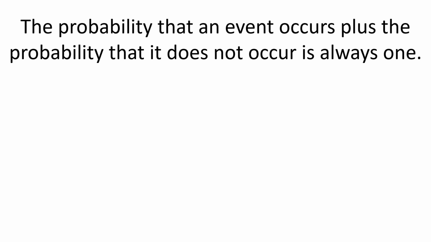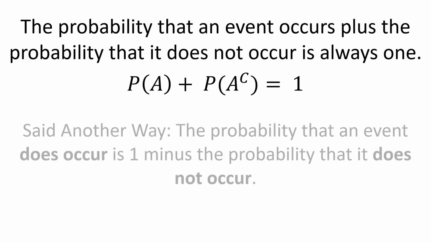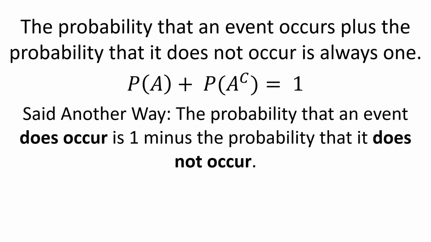Okay, next, the probability that an event occurs plus the probability that it does not occur is always 1. This is another way of seeing exactly what we were just looking at. Because the probability that an event occurs would be the probability of A. The probability that the event doesn't occur is the probability of A complement. And so we've already seen that these two things add to 1. Now, this is a rule in probability theory, and it's quite intuitive, I believe. But usually we don't look at it this way. There's actually a different way we write this rule.